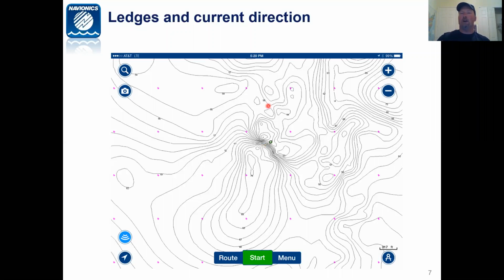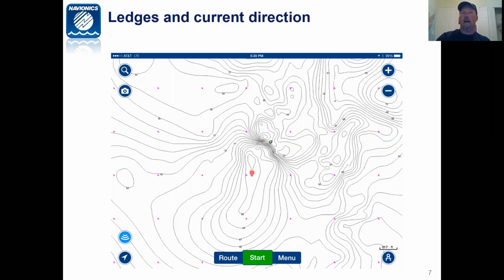So if you're anchored and your chum's going in that direction, that's going to pull the fish out of the ledge. Same thing with going this way. If the current's going left to right, you want to anchor here. So your boat's sitting here and you're chumming this ledge. So your baits and everything are going to the ledge.